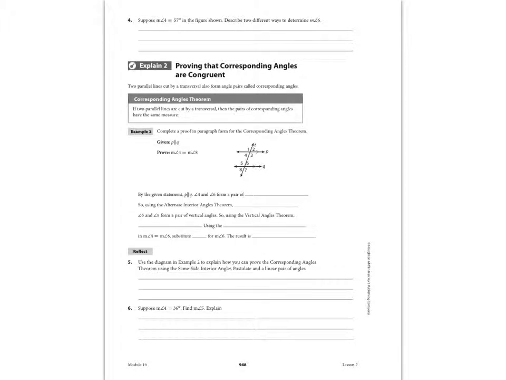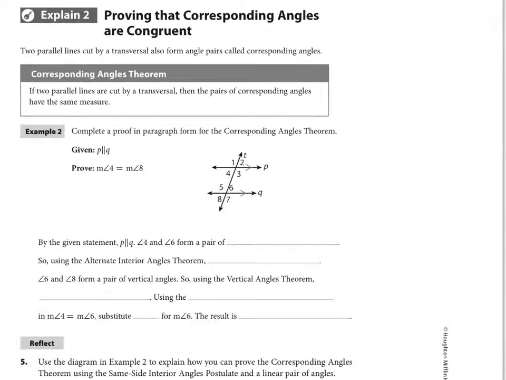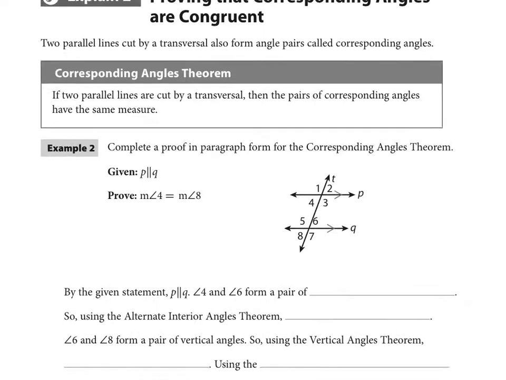And our last theorem, there should be one more here, and I'm going to mention it in a moment. But this theorem is the corresponding angles theorem. It starts out by saying if two parallel lines are cut by a transversal, same thing as the others, then the pairs of corresponding angles will have the same measure. So same measure again, just like the alternate interior angles. Let's look at how we would get corresponding angles.